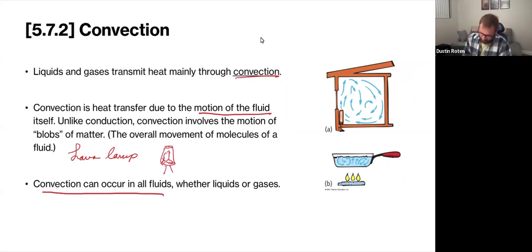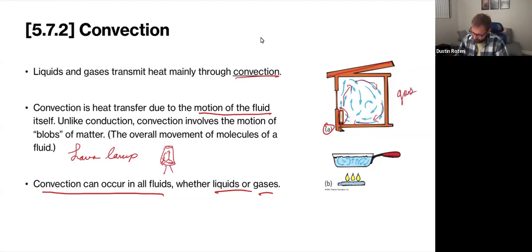Convection can occur in all fluids, whether it is a liquid or a gas. So you can see over here in A, looks like an outdoor shed. Here's the roof. Looks like they have a heater inside there too, right? So there's their heater. So what's happening is this heater is heating and stirring up the air inside this room. So you sort of get the circulation. You get essentially these blobs of air moving around. So this would be a gas.